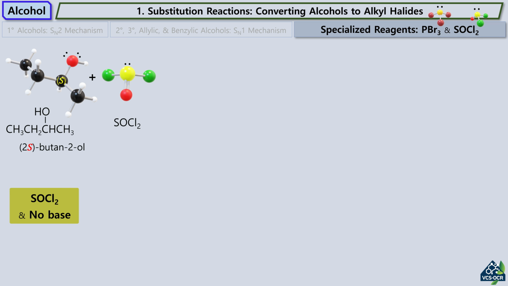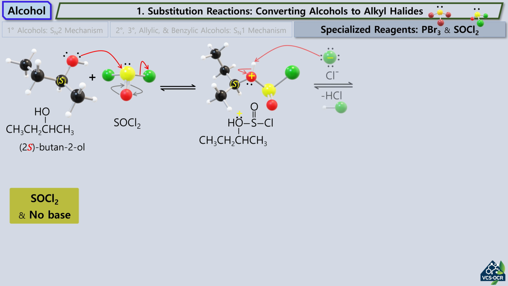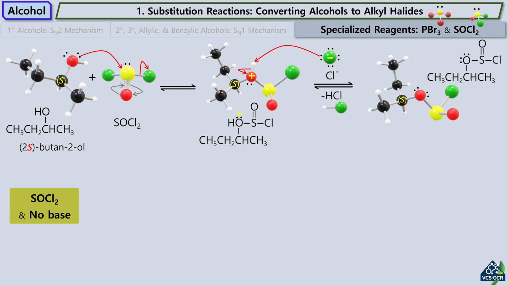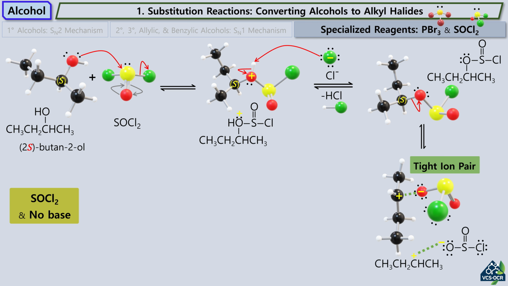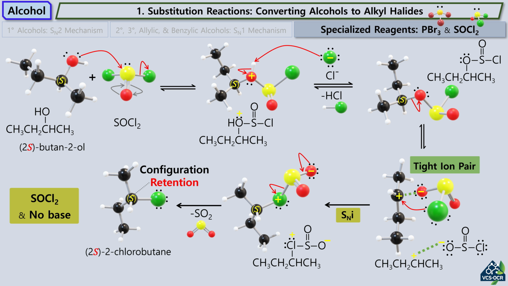In contrast, SOCl₂ without a base follows the SNi mechanism. After forming the chlorosulfite intermediate, the carbon-oxygen bond breaks to create a tight ion pair. In this intimate state, the chloride ion performs an internal return from within the ion pair, attacking the carbon from the same side as the departing oxygen. This unique internal attack preserves the stereochemistry, resulting in retention of configuration.